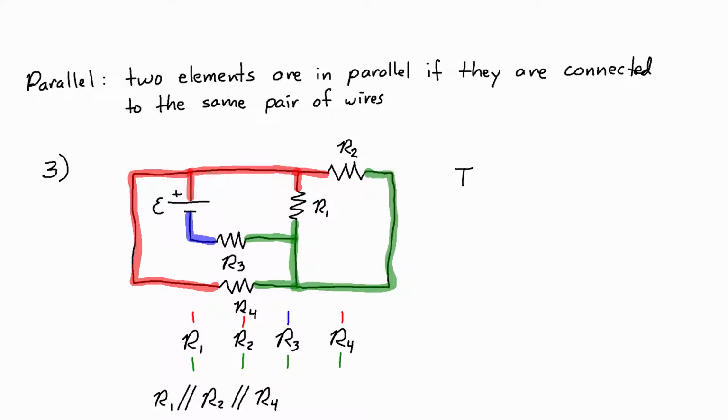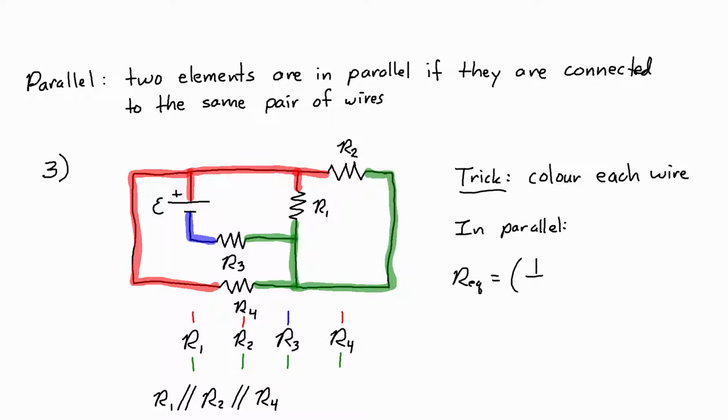So the trick to make this a lot easier to get it right the first time and every time is just to color each wire. And then when you have resistors in parallel, because this is specifically for resistors in parallel, the equivalent resistance, Req, is equal to the inverse of R1 plus the inverse of R2, and so on, depending on how many resistors you have in parallel, all to the power of -1.